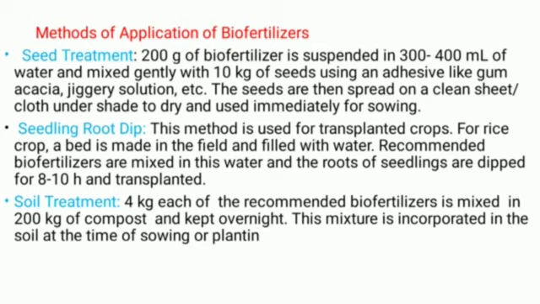Next one is seedling root dip. This method is used for transplanted crops, such as rice. A bed is made in the field and filled with water, and the recommended biofertilizers are mixed in this water, and the roots of seedlings are dipped for 8 to 10 hours and transplanted. And the next method is soil treatment. 4 kg each of the recommended biofertilizers is mixed in 200 kg of compost and kept overnight. This mixture is incorporated in the soil at the time of sowing.